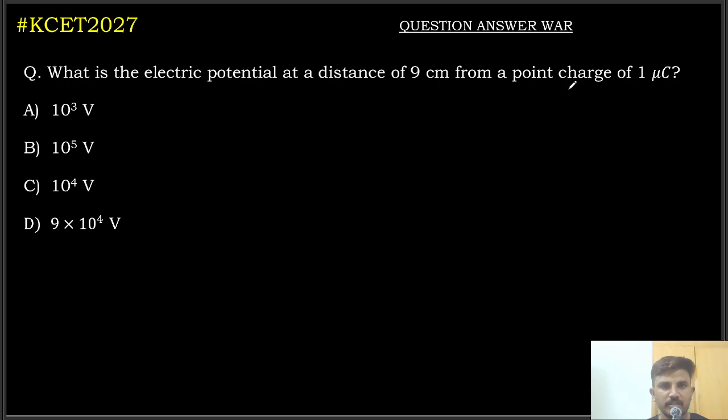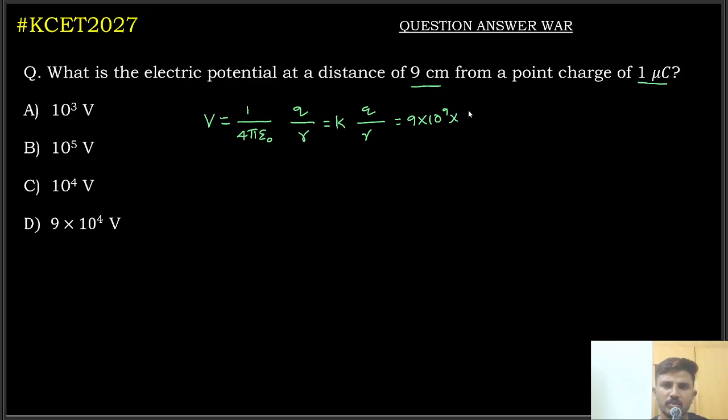Clear? So based on this, we have few questions. Let us solve them one by one. What is the electric potential at a distance 9 centimeter from a point charge? We know the formula, V is equal to 1 over 4 pi epsilon naught Q divided by R. In short, if dielectric medium is not considered, we can write KQ by R. K value is 9 into 10 to the power 9.